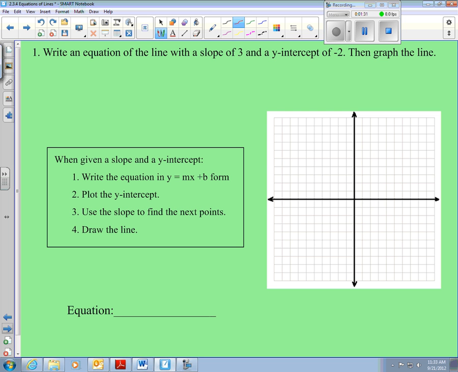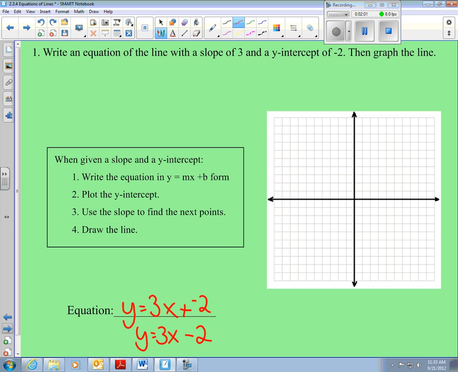So let's jump right into our first problem. It says write an equation of the line with a slope of 3 and a y-intercept of -2. Then graph the line. In the box are some little directions to help us through this. We're going to put y equals for our equation. First is my slope, which is 3, x plus my b, which is -2. If you'd like to, you could also write this equation as y equals 3x minus 2. Both of those equations are going to do the same thing for us.